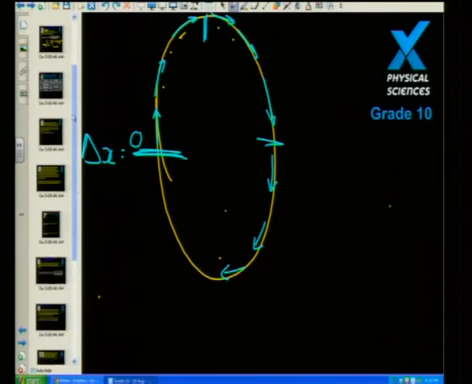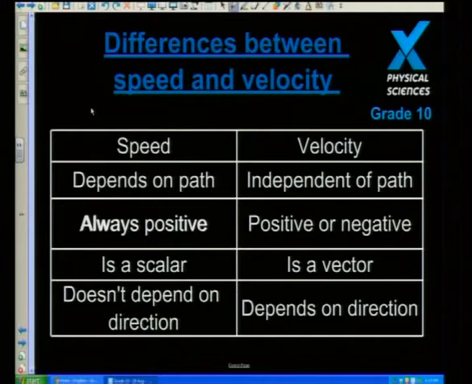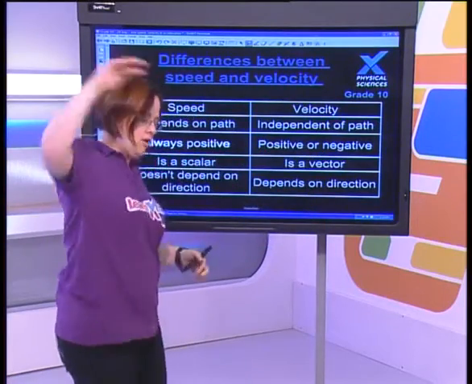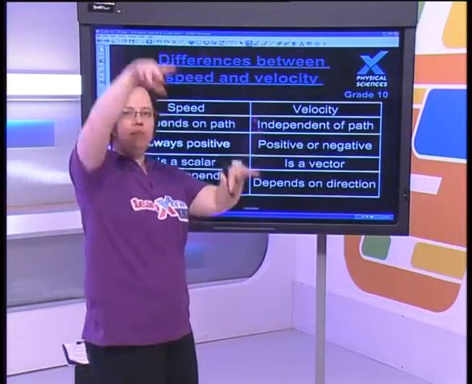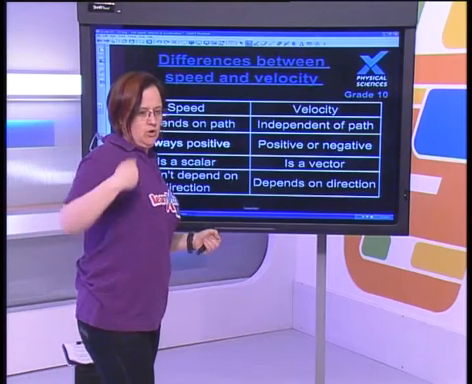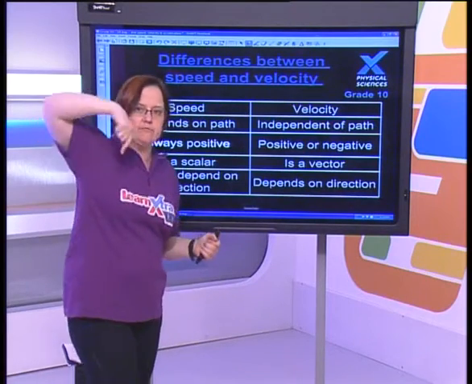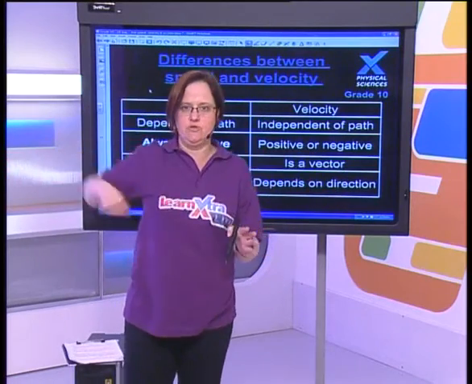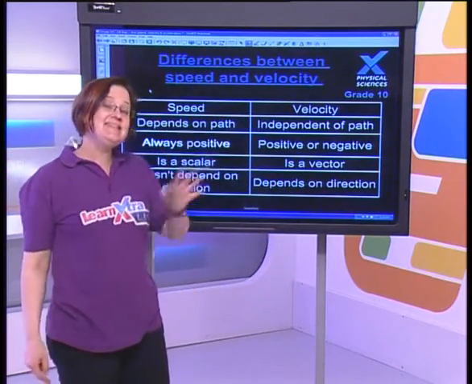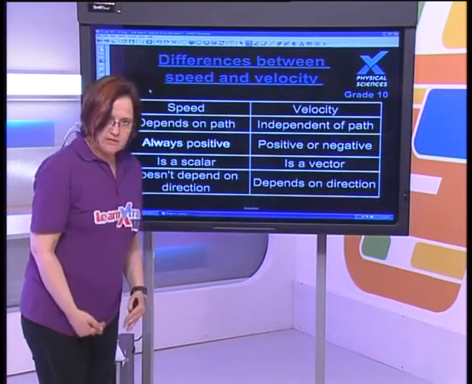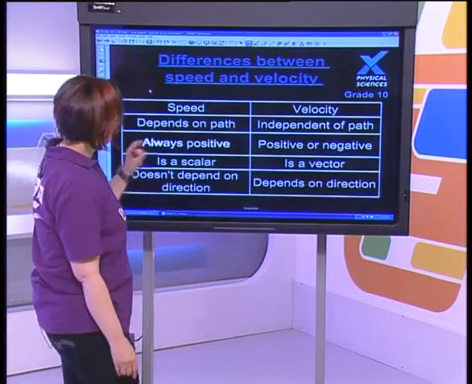I actually have this in table form for you, so we can do a bit of a comparison. Speed depends on the path. What do I mean by that? Speed is about the whole path I take: going up and down and around, whether I double back on myself and all of that. If you're training for, say, the Comrades and you run around the block 700 times, which could be a little boring, speed says: I ran around the block and I count all those distances together. Velocity is independent of the path you take, because velocity only depends on the starting point and end point.